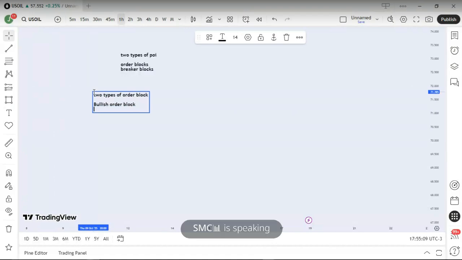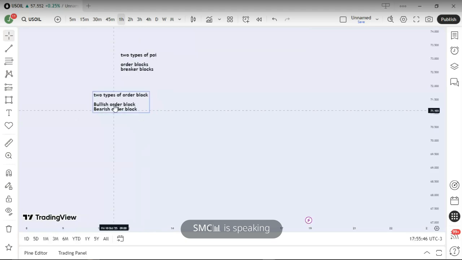The reason why these things are classified as bullish and bearish is that the market moves in two ways. The market is either bullish or bearish. That's for the trend. That's why the classification is always bullish this, bearish that. So now we have two types of order block: the bullish order block and the bearish order block.